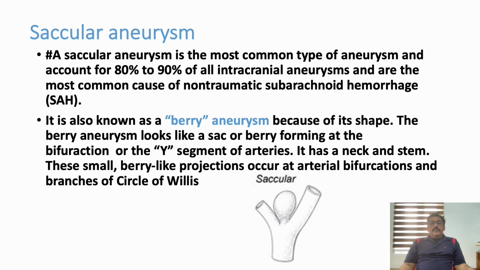Now, saccular aneurysm, that is one of the important types of aneurysms we are going to see in clinical practice. Saccular aneurysm is the most common type of aneurysm and accounts for 80 to 90% of all intracranial aneurysms, and is the most common cause for non-traumatic subarachnoid hemorrhage. It is also called berry aneurysm because of the shape of the aneurysm. They are mostly seen in the bifurcation of the arteries. You can see the aneurysm here.